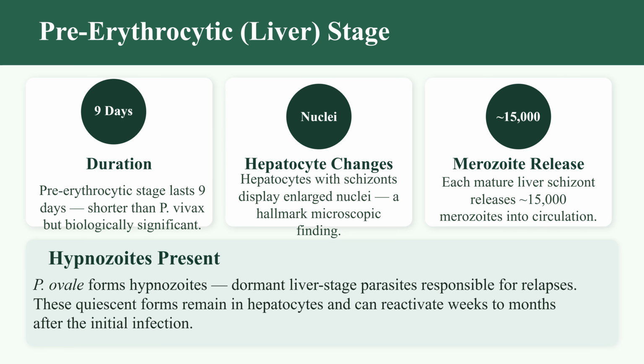Coming to the life cycle of the parasite, the pre-erythrocytic cycle of the parasite lasts for 9 days, which is shorter than the Plasmodium vivax, but biologically significant. The hepatocytes with schizonts display enlarged nuclei, which is a hallmark microscopic finding for the Plasmodium ovale, and each mature liver schizont can release 15,000 merozoites into the circulation.